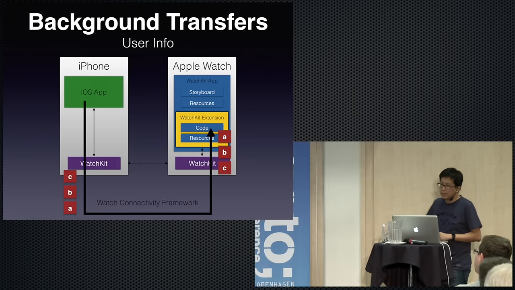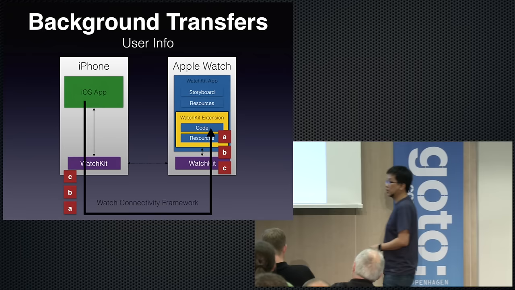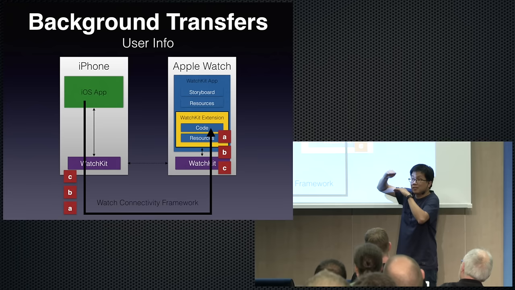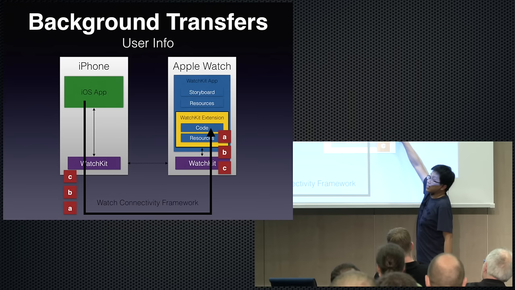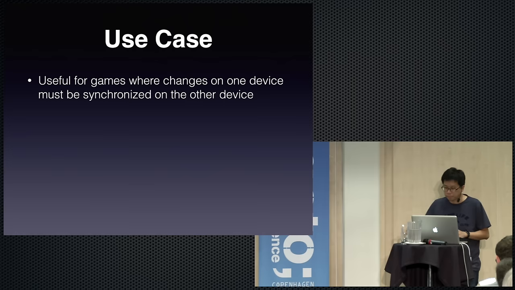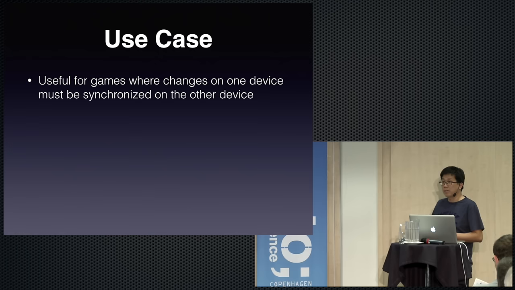Next one, background transfers. If you look at this diagram, it is pretty obvious. So when I send A, B, C, A, B, C would all be queued up here. So it will not collapse. So when the Apple Watch application comes to the foreground, it will receive the data in the order that it was sent from the iPhone. So this is user info. So what's the use case for this? Useful for games, where changes on one device must be synchronized on the other device, where you cannot afford to lose a single piece of information.